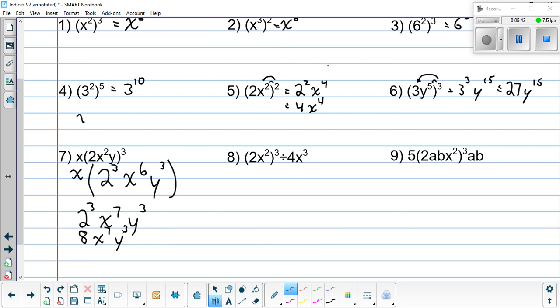Okay, not that bad. So here, when you see a division sign like this, especially with algebra, get rid of it and write it like a fraction. So here, we're going to just rewrite it as 2x squared, all cubed, divided by 4x cubed. Okay. So here, let's get rid of this bracket first. So let's do the power law. So here we're going to get 2 to the power of 3, and then x to the power of 6.